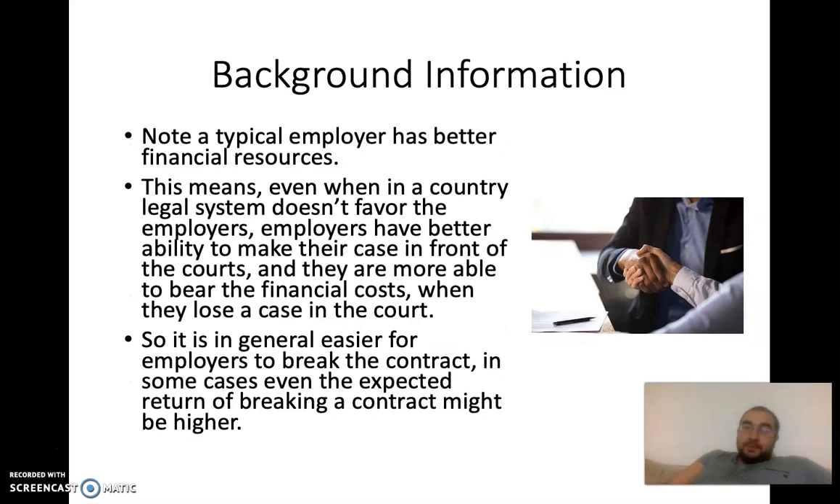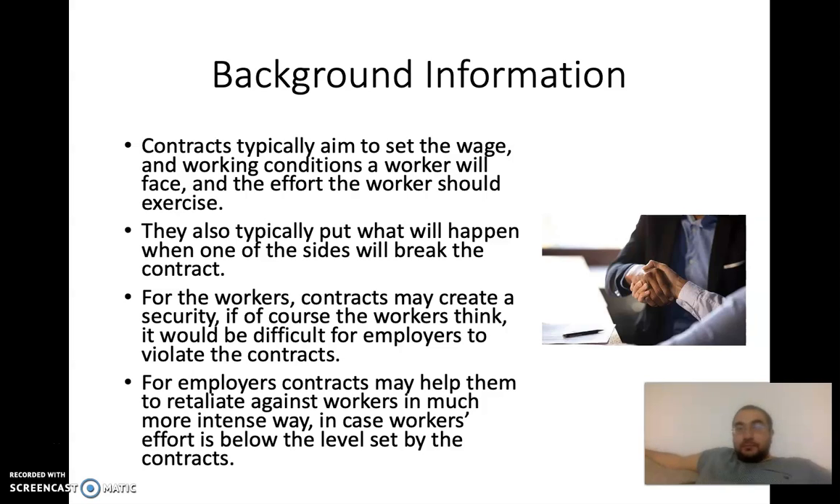And if contracts are done to set a certain effort level and wage level, basically they set those variables, and then they tell what will happen if one side breaks the contract.